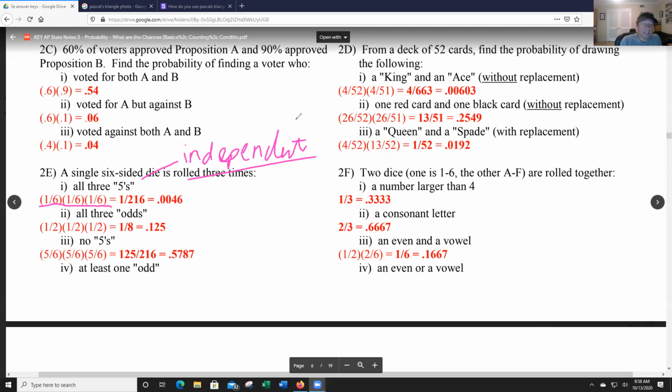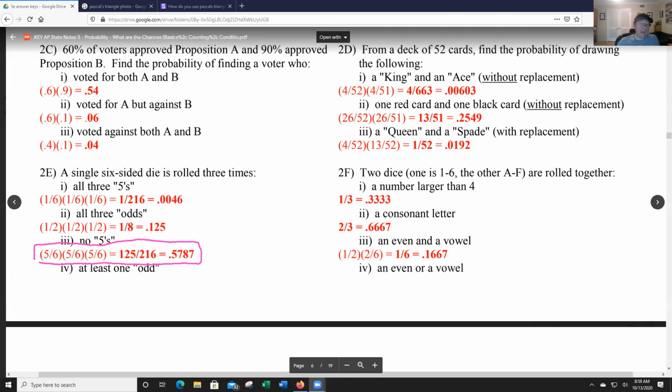All 3 are odds. Again, odds are 1, 3, 5. Pretty simple. 1/8. No 5s. Here we go again. You have to use the complement. I found this problem kind of interesting that it's just over 50%. If you roll a die 3 times, you might get a 5, because you have to get a non-5 3 times in a row, which is 5/6 to the 3rd power.